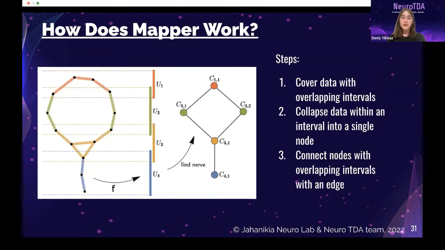Finally, I will be talking about how the mapper algorithm works. I've simplified the process into 3 steps, the first being covering the data with overlapping intervals, as you can see in the picture. Next, all points within an interval are collapsed into a single node. Finally, we connect the nodes that have overlapping intervals with an edge, which creates the final simplicial complex. You can see that the final product preserves the global structure of the data, although it does leave out some information, for example, that triangle in the middle right there. But that is all for dimensionality reduction and mapper. Next, we will be talking about some of the goals for our research.